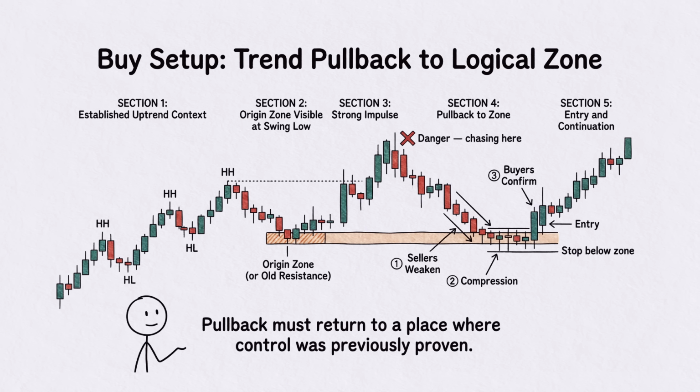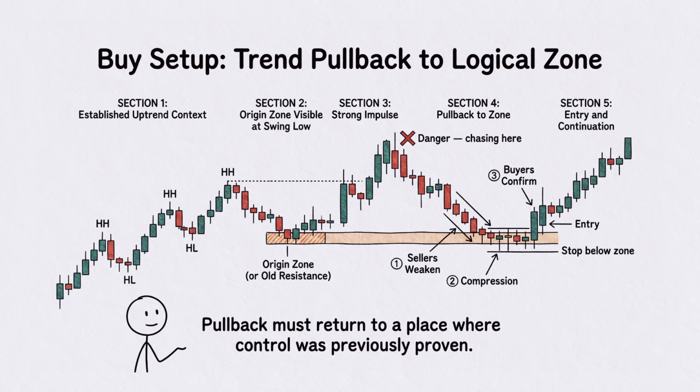In an uptrend, that zone might be the demand area that caused the last break of structure, or the old resistance that price broke and is now retesting. In a downtrend, it is the opposite. A supply area that caused a break of structure, or old support retesting as resistance. The pullback should not be random. It should return into a place where buyers or sellers previously proved control.